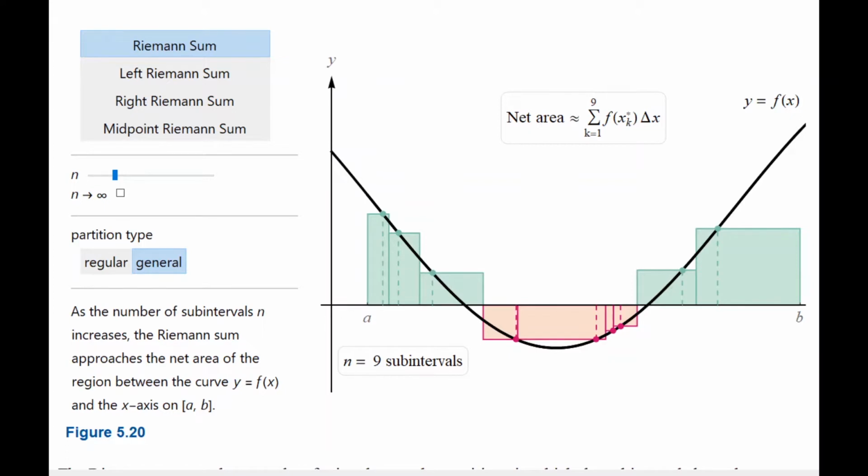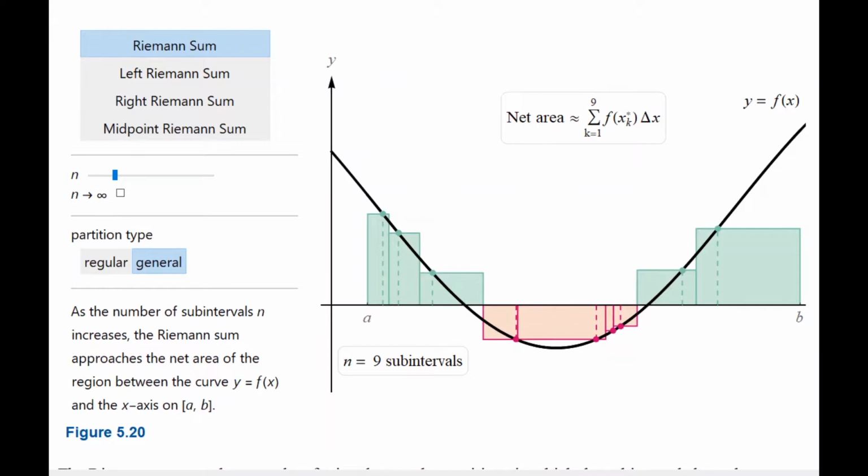So what you see here is a Riemann sum with a general partition. So this is utilizing the general partition. It's general because the lengths of the subintervals vary. The first subinterval is not as long as, say, the second or third subinterval that you see here. And we just call it a Riemann sum because we choose any x value, any point in the subinterval, to evaluate the function at.